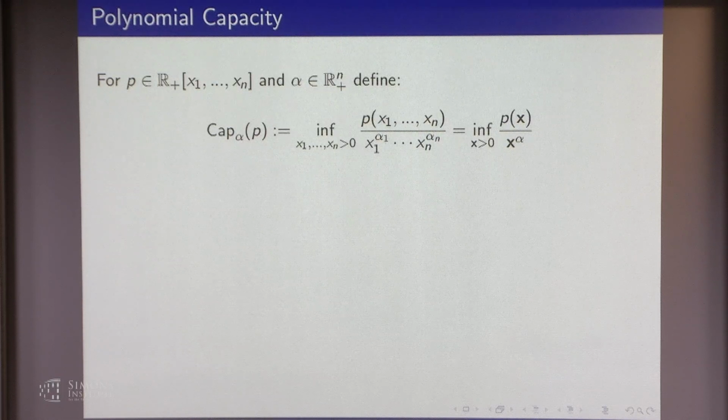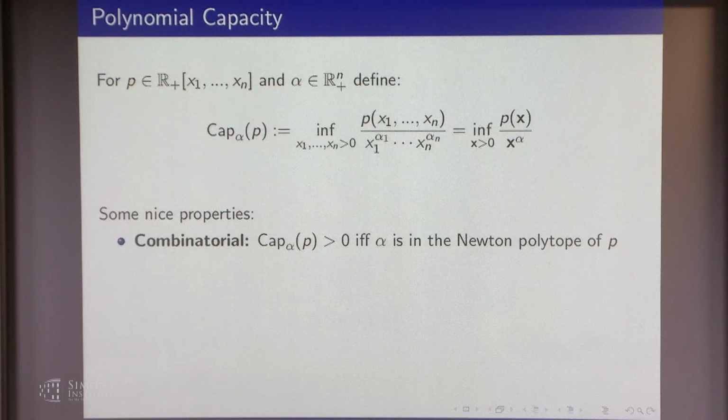So let's just see a couple of the properties of this that might suggest that something like this is possible. The first one I'm going to mention is a combinatorial property, which is, at least to me, a little bit surprising. This capacity, you always have positive coefficients and positive numbers you're plugging in, so it's always going to be a non-negative thing. But it turns out that it's going to be positive precisely if alpha is in the Newton polytope of P.